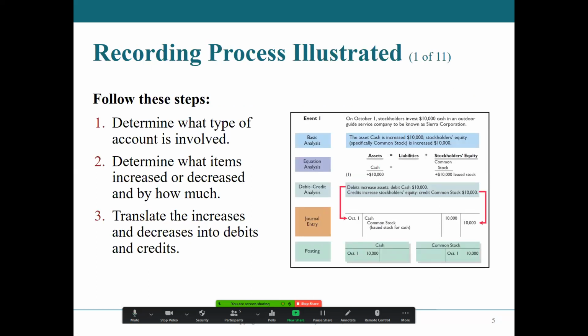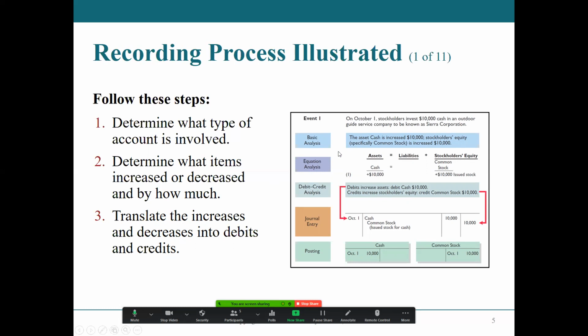Okay, so now I'm going to go through a number of examples that take us through the whole recording process. I'll start with the same transactions, or events, they call them in this book, that I used for the examples ahead of time. So here are the steps. We're going to determine what type of account is involved. We're going to determine what items are increased or decreased and by how much. And then we're going to translate the increases or decreases into debits and credits.